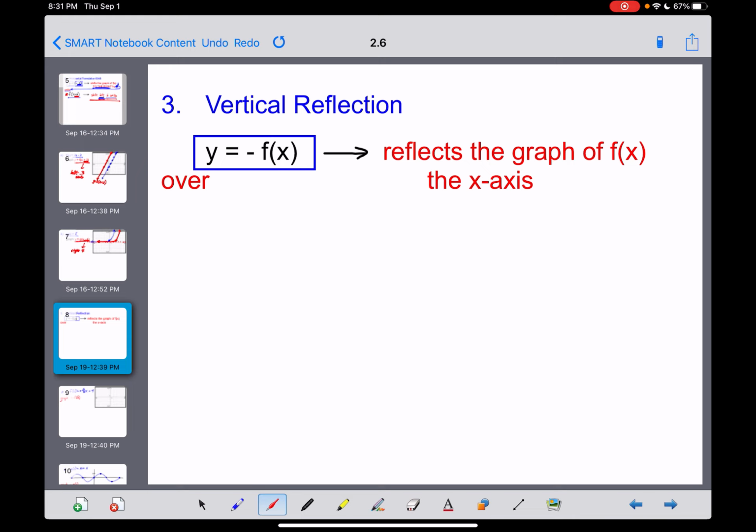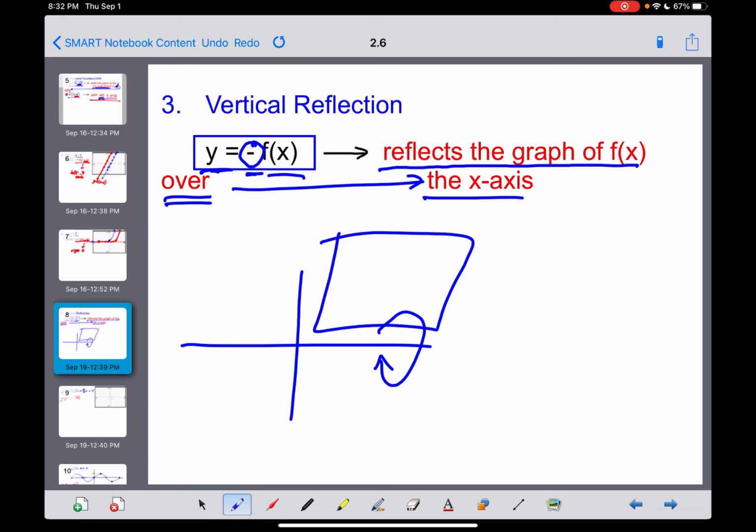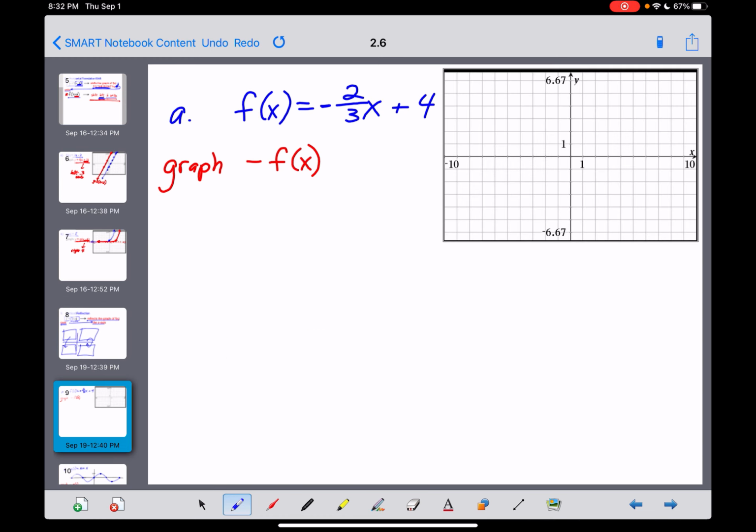reflection. And this is what happens when we have y is equal to the opposite of f of x. So the important thing here is if you just have a negative out in front of your entire function, that reflects the graph of your original function over the x-axis. So a graph, however it looked before, is now going to flip over the x-axis and look something like this. So if it was up here in the first quadrant, it now flips and ends up down here in the fourth quadrant. If it was in the second quadrant, it flips down now into the third, and so on and so forth. So let's see what that one looks like.